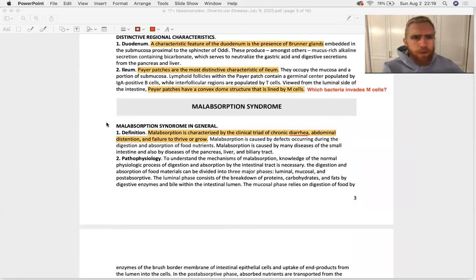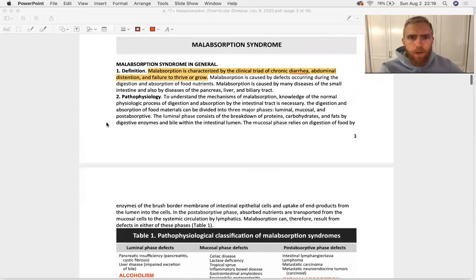Some distinctive characteristics: the duodenum has Brunner's glands in the submucosa, and it's got a lot of them, and you're going to know when you're looking at Brunner's glands. Peyer's patches, again, in the ileum, have a dome structure. They're spherical, and they are, again, lined by M cells. So getting into malabsorption, talking generally, it's characterized by diarrhea and/or steatorrhea, which would be fat in the stool. Other common symptoms include abdominal pain, weight loss in adults, and failure to thrive in children.